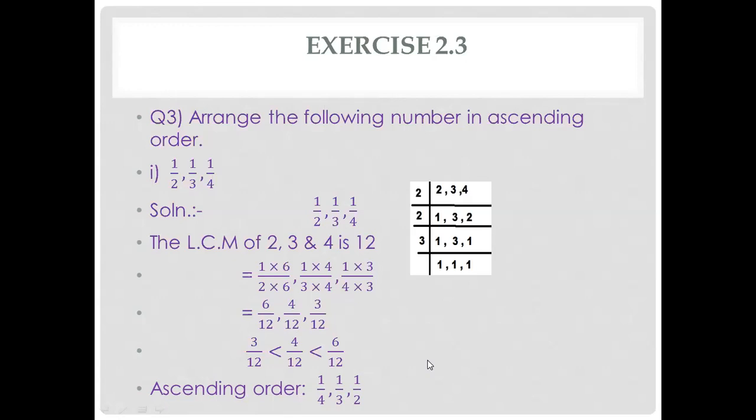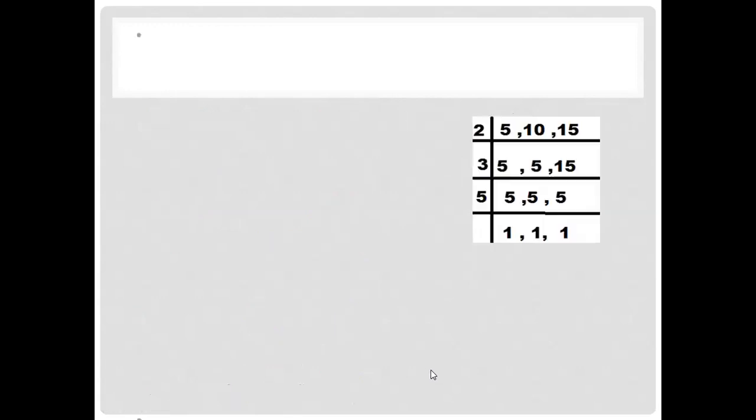Come to the second part. The second part of this question is 1 over 5, 1 over 10 and 1 over 15. Again the same steps. We take the LCM of the denominators 5, 10 and 15. Again 10 is divisible by the smallest prime number 2, so we divide it by 2, and the rest of the numbers which are not divisible by 2 we write as they are.